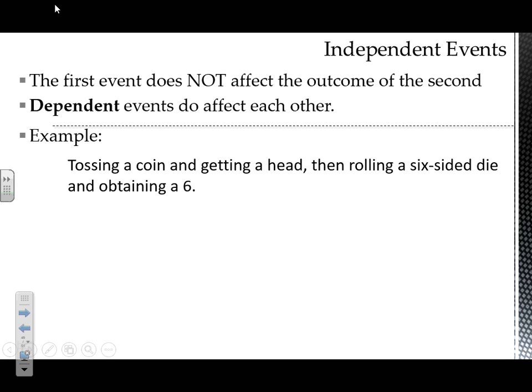So the 2 events: tossing a coin and getting heads, rolling a 6-sided die and obtaining a 6. I'm going to flip my coin first, and then I'm going to roll my die. So we want to know if these 2 events are independent of one another. What I need to look at first, rolling my die is my second event. So if I just roll the die alone, what's the probability of rolling a 6? 1 out of 6.